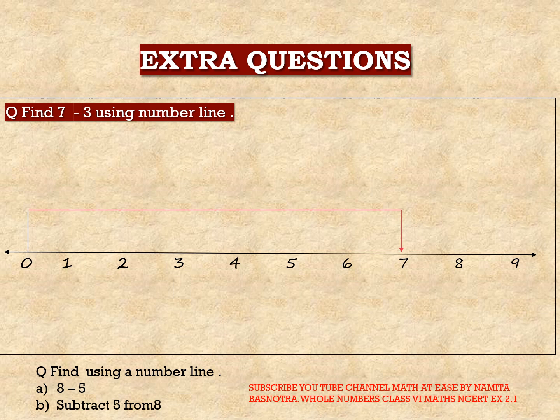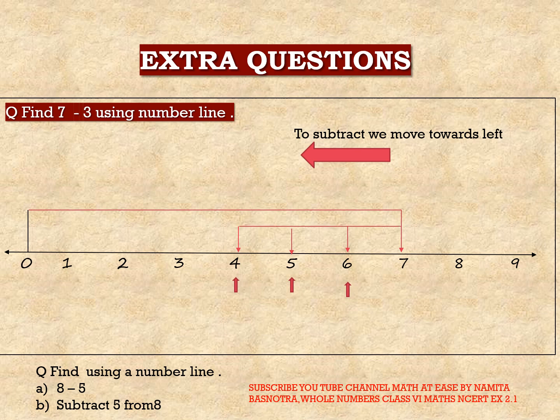Now you should remember one thing: whenever we have to subtract on a number line, we move towards the left. So from 7 now we have to move towards the left. And how many jumps do we have to take? We have to take 3 jumps from there. After we take the first jump from 7, we will reach 6, and from 6 the next jump will be on 5, and the last and third jump will be on 4. So that means 7 minus 3 is equal to 4.